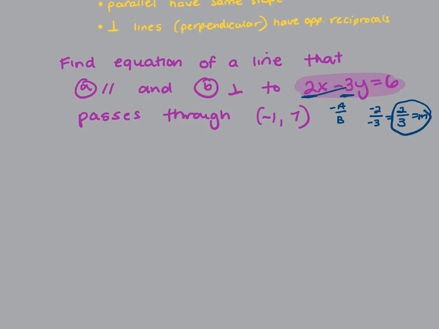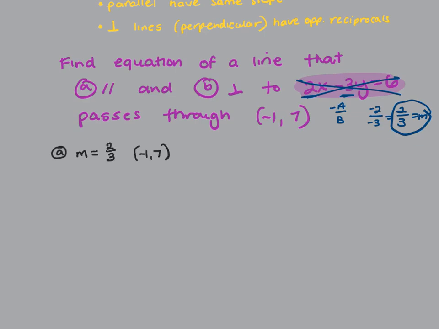Now, once I get that, I am done with this line. Don't use any other piece of it. You don't pull out the y-intercept or anything else. All you need from it is the slope. So now we're going to look at A, which is find the equation of a line that is parallel to this line passing through point (-1, 7). If it's parallel to it, then the slope is the same. So my slope is 2/3 and my point is (-1, 7).